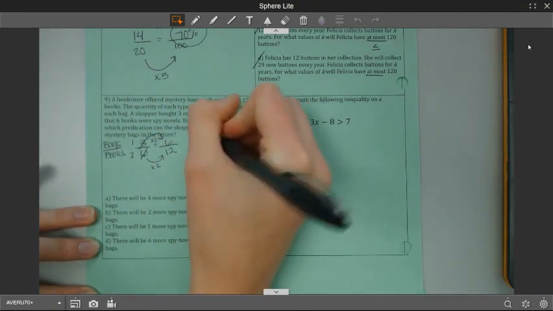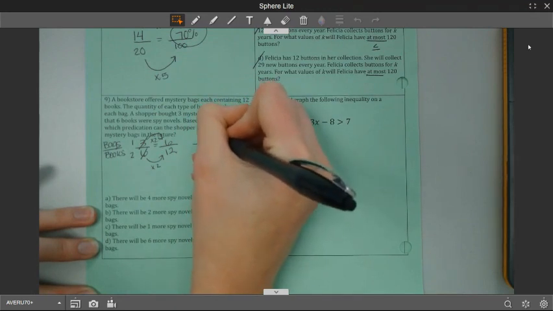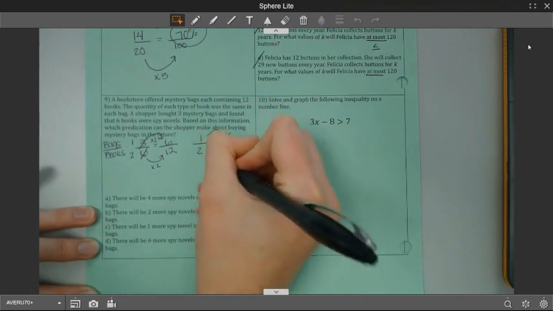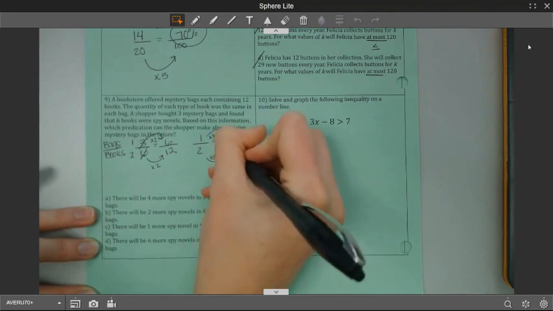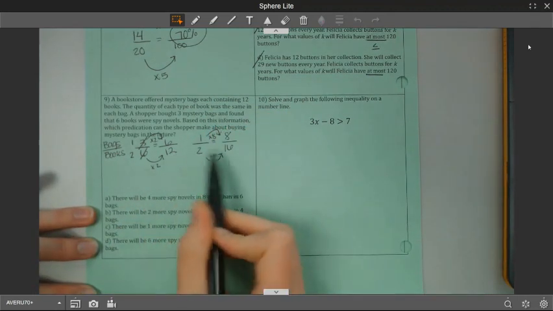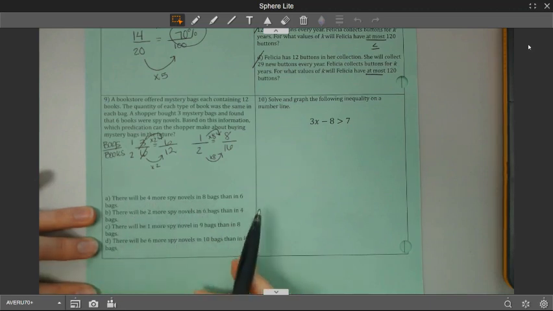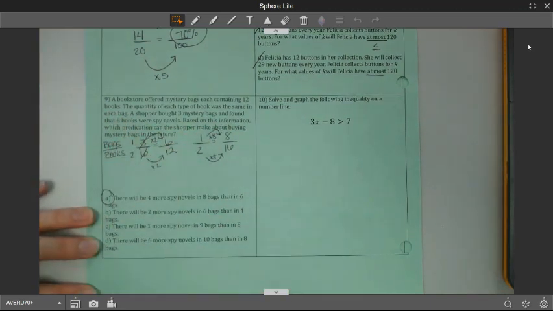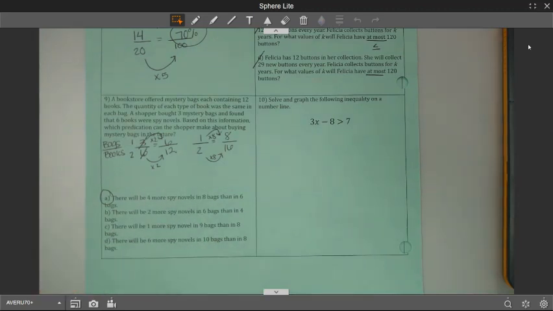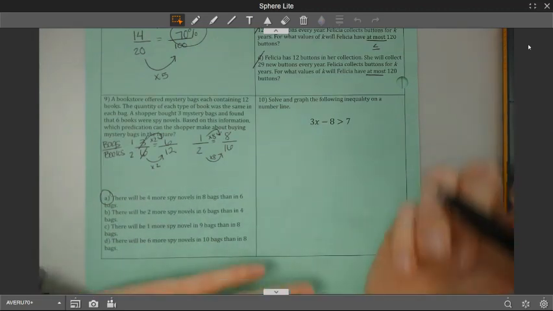Now let's talk about 8 bags. To go from 1 to 8, I multiply by 8. So then I multiply by 8 on the bottom, and there's 16 books in 8 bags. To go from 12 to 16, I would add 4, so it would make sense to say there's 4 more spy novels in 8 bags than 6. You could go through and do the same process with all the other answers to verify your answer.